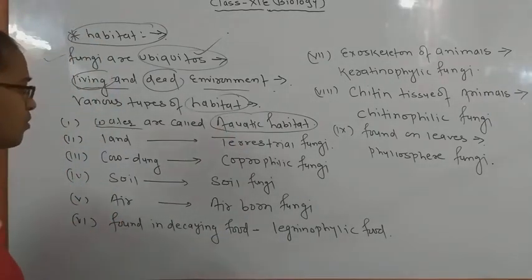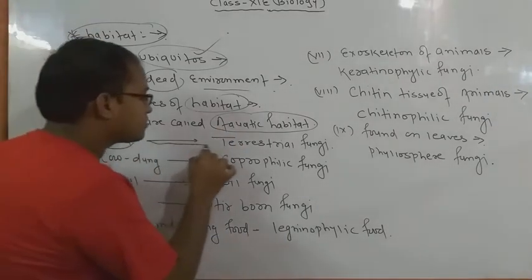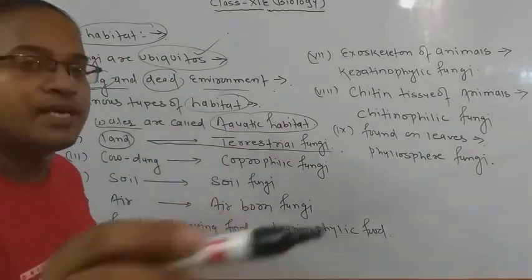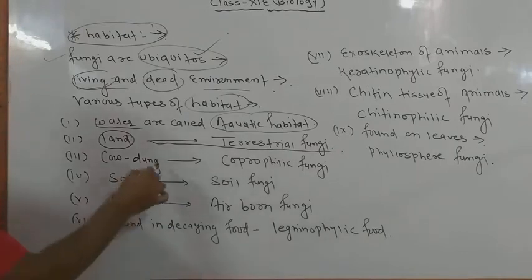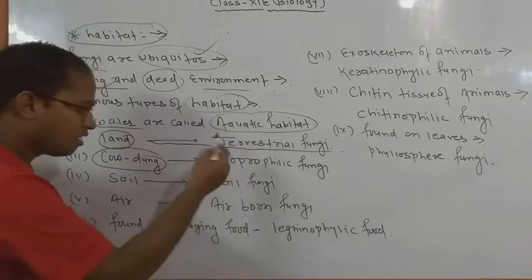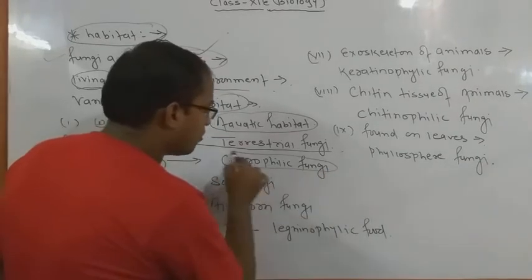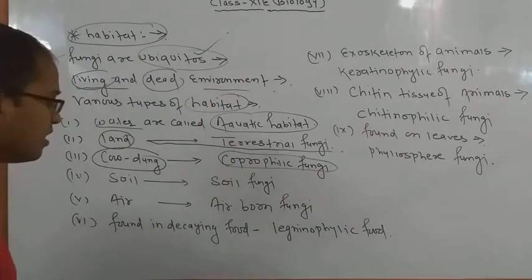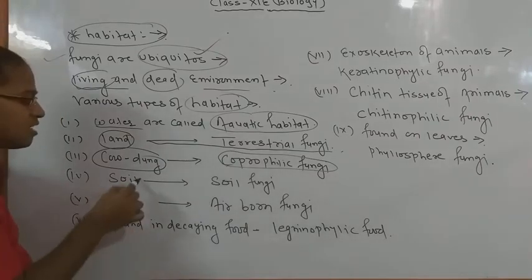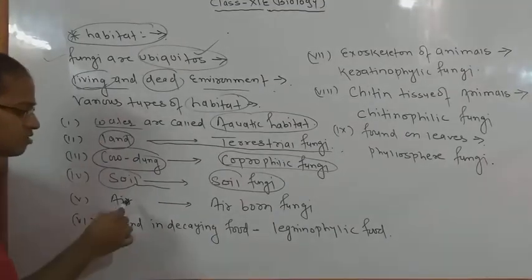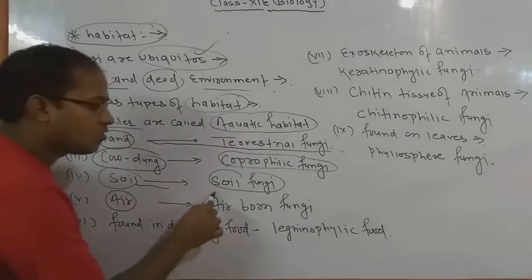Second and most important, they are also found on land in different types of environment and are called terrestrial fungi, which live on the ground. Cow dung, okay, we know that, are called coprophilic fungi. Cow dung also has them, which we know by the name coprophilic fungi. Second, some of the fungi are generally found in soil, that is called soil fungi. And next, some of the fungi live in air and are called airborne fungi.